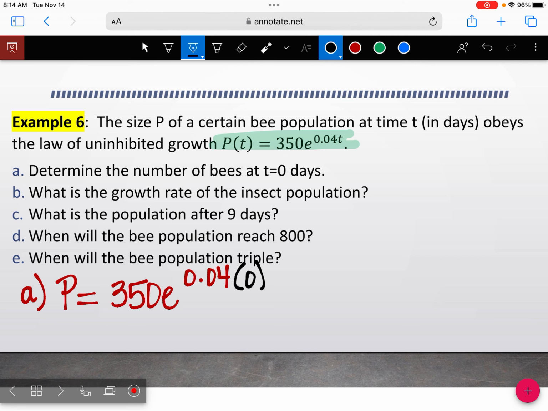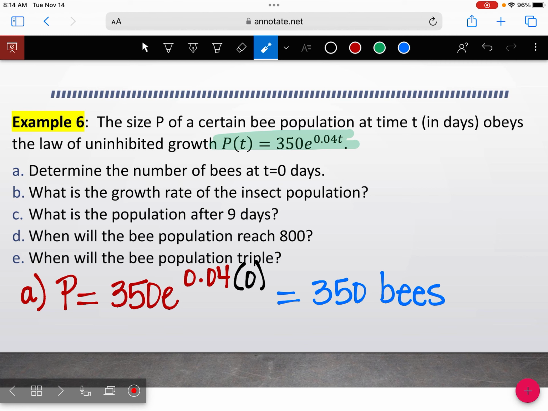You should get 350. How did I know that the answer was 350 without typing it in the calculator? Anything to the power of 0 is what? 1. So I automatically knew that this was going to be 0. And e to the power of 0 is 1. So I was multiplying 350 times 1, which means that I'm starting out with 350 bees.